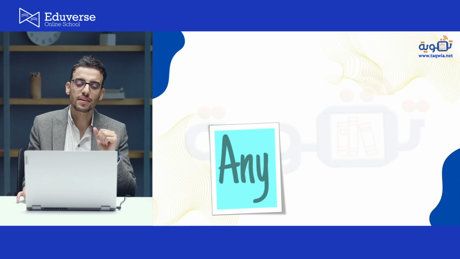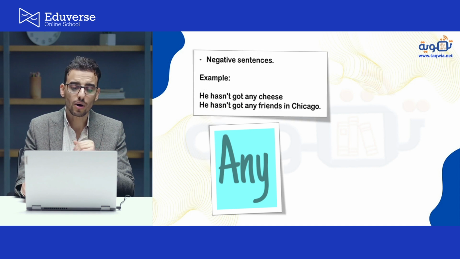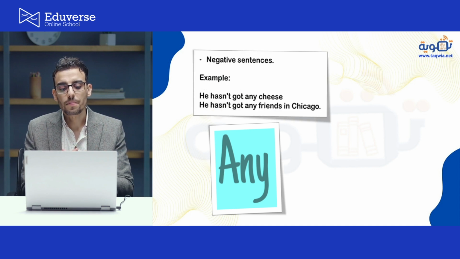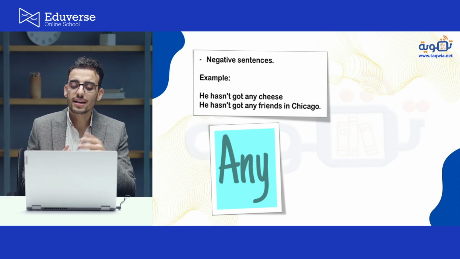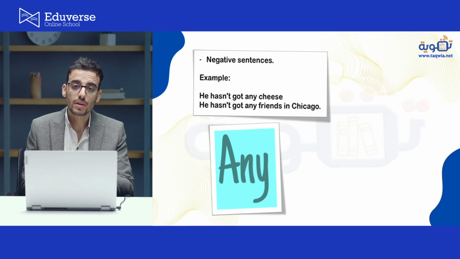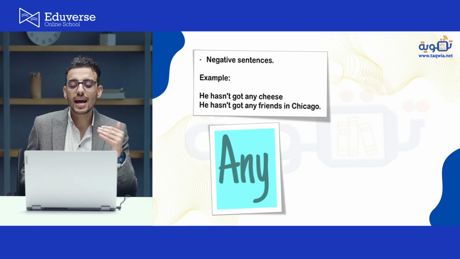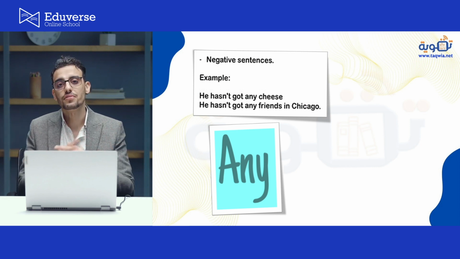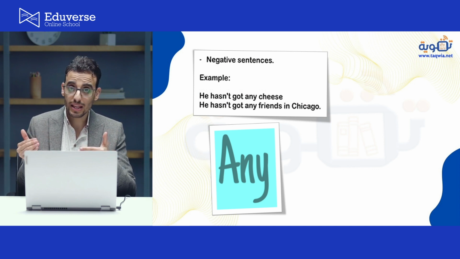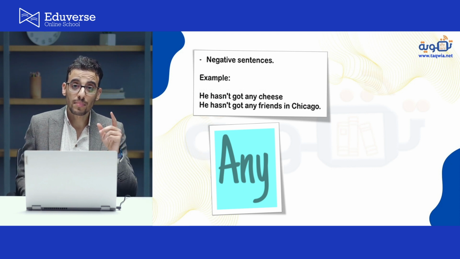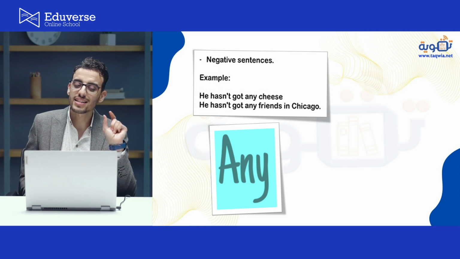Great. What about any? You can use any with 2 things. All right, first one, look at this example. He hasn't got any cheese. Second example, he hasn't got any friends in Chicago. The first one, he hasn't got any cheese, you cannot count the cheese. He hasn't got any friends, you can count the friends. All right, so as you can see here, I used it with countable nouns and uncountable nouns. But did you notice something? We have here hasn't. Hasn't is a negative.